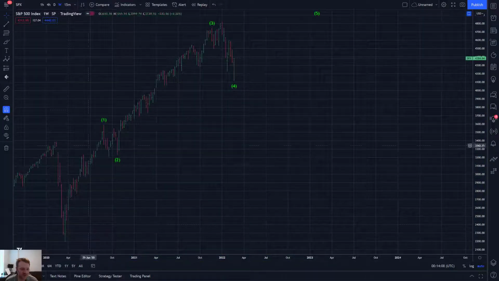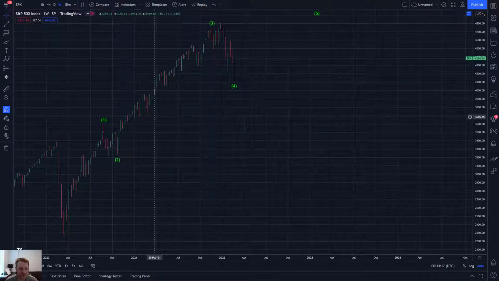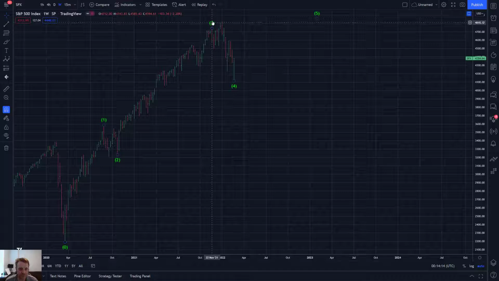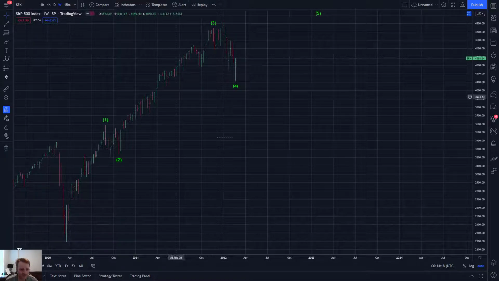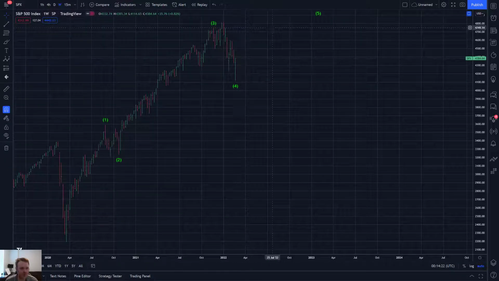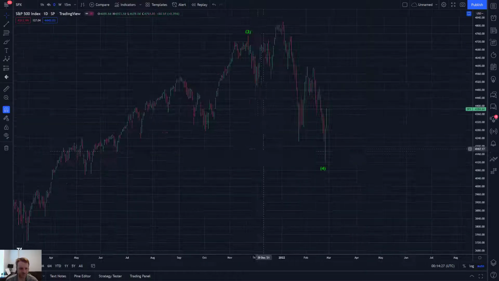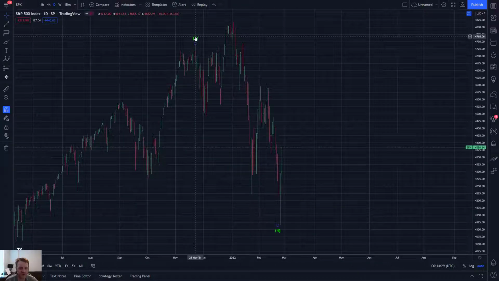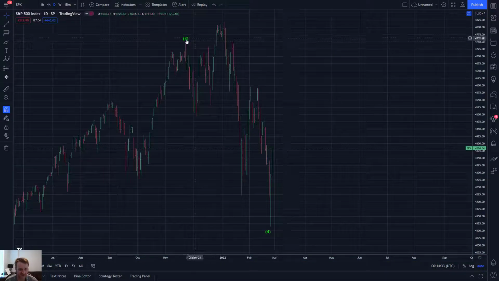Now, the wave 1 and 2, I think that's a pretty straightforward interpretation. But where things get a little tricky is where do we end wave 3 and how do we count wave 4 here? So now that you see the weekly or broader view, let's look at the daily. And okay, so there's a case to be made where we end wave 3 here.